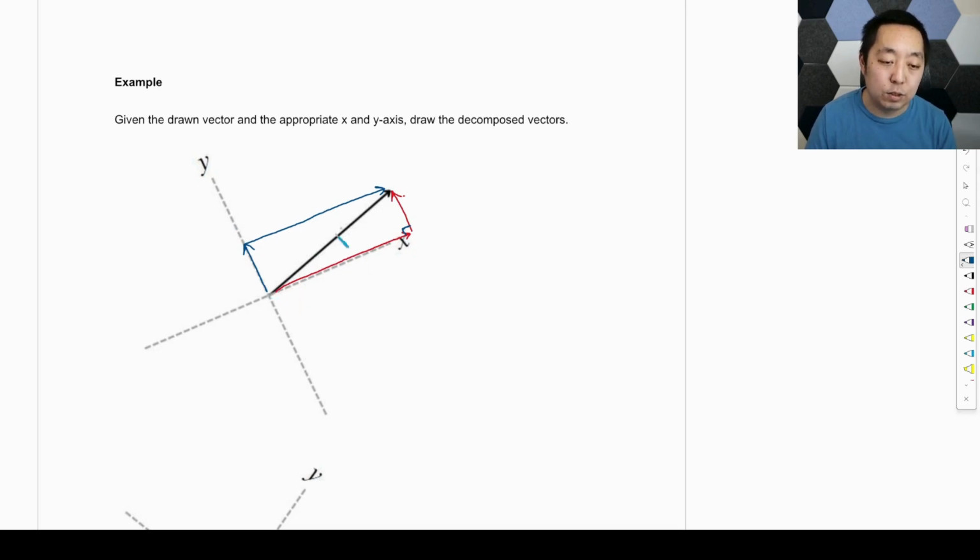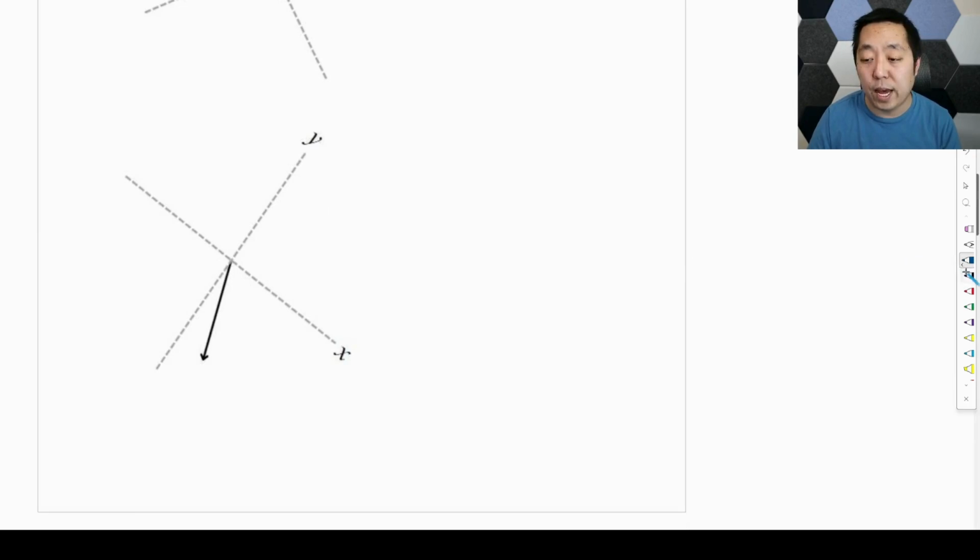It's like here I was going up and to the right. Now I have to go this way and then this way to get to that same location. Let's say it's rotated this way. How would we decompose the vector?